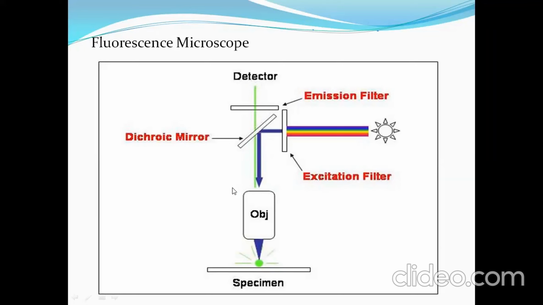But now the question arises: then why are we using this emission filter? Because dichroic mirrors totally stop the excitation light from passing to the detector. So why are we using this emission filter? The answer is that the dichroic mirror is only 90% efficient.